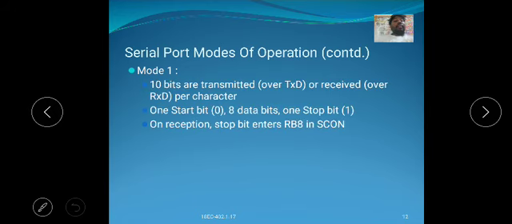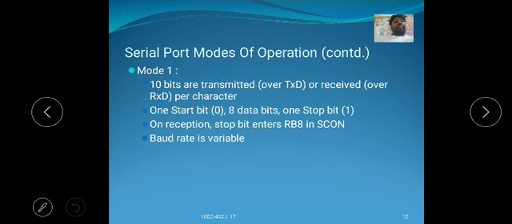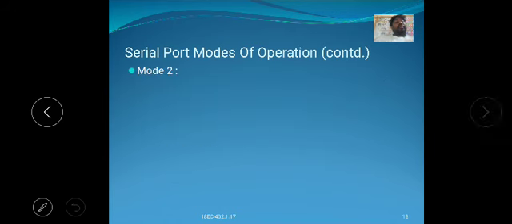Mode 1: 10 bits are transmitted or received per character: 1 start bit, 8 data bits, 1 stop bit. On reception, the stop bit enters RB8 in the SCON register. The baud rate is variable.